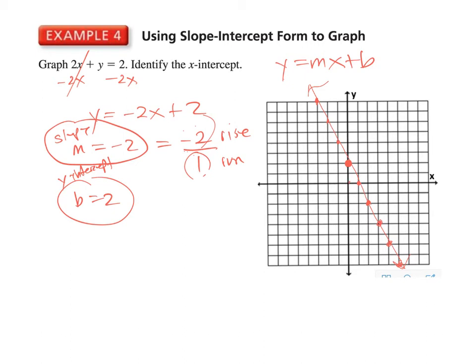All right, then the last piece of information, identify the x-intercept. Just by looking at the graph now, I can identify the x-intercept. Where does the graph cross the x-axis? Right there. And what is that value? That x-intercept is at the point 1, 0. Or you could also say x is equal to 1.